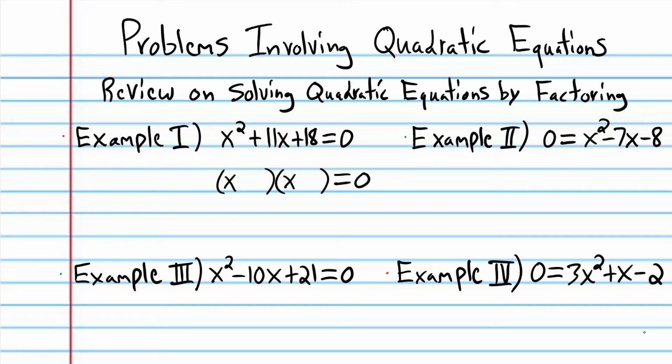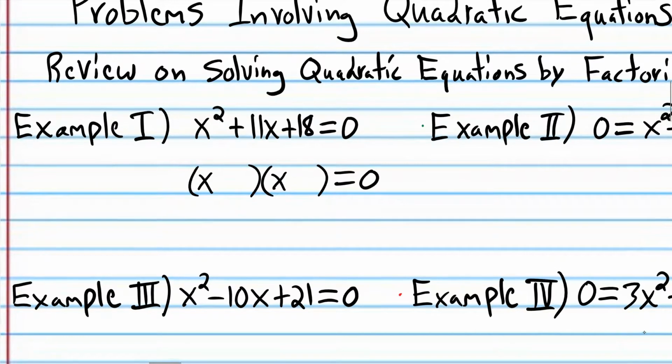So we put two sets of parentheses, x and x, and we ask what two numbers multiply to 18 and add up to 11? What two numbers multiply to 18 and add up to 11? If you said 9 and 2, you're correct. So all we did was change this expression to this expression down here. Sorry, my computer's going kind of slow. We changed the blue expression to the yellow expression.